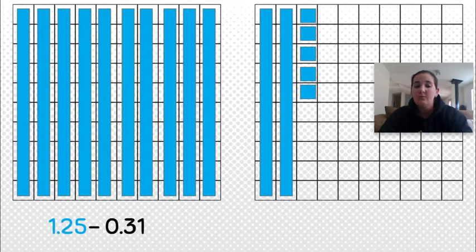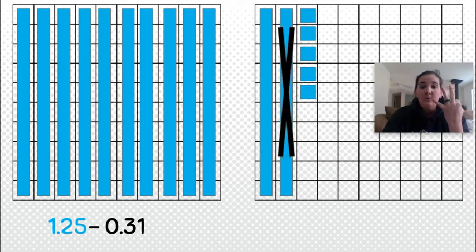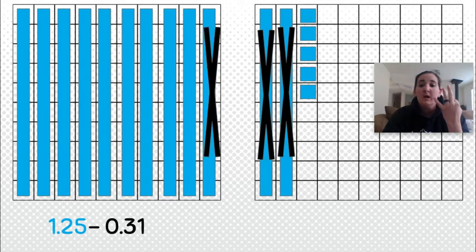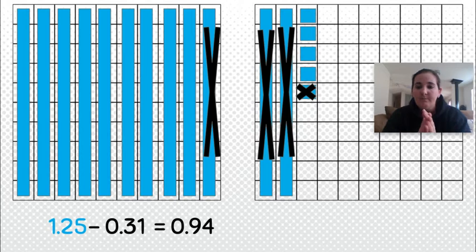What I'm going to do with that is take away 31 hundredths. I know that I would have 3 dimes and 1 penny, 3 tenths, 1 hundredth. So let's take away the tenths first. I have 3 tenths that I need to take away, 1, 2, 3. And I have 1 hundredth that I need to take away, 1. Now I need to figure out what's left. I know that I had 10 over here. Take away 1 gives me 9. And I have 1, 2, 3, 4 hundredths left. My answer would be 94 hundredths.